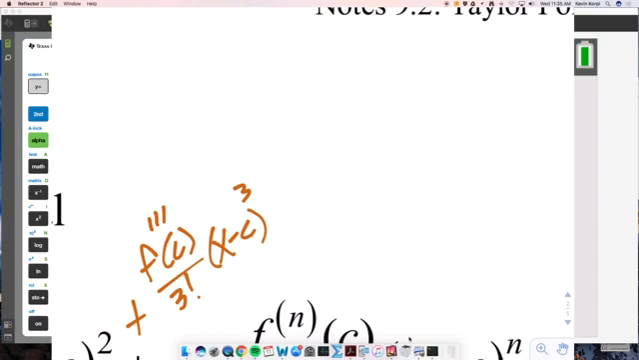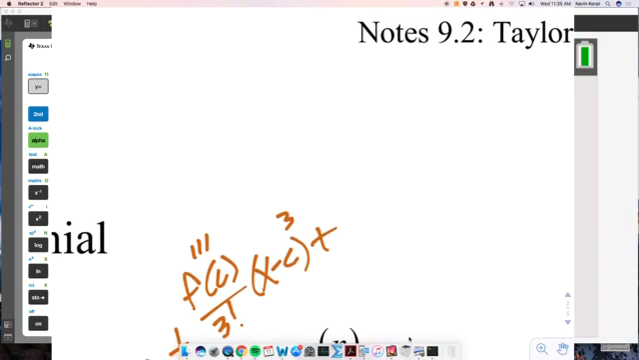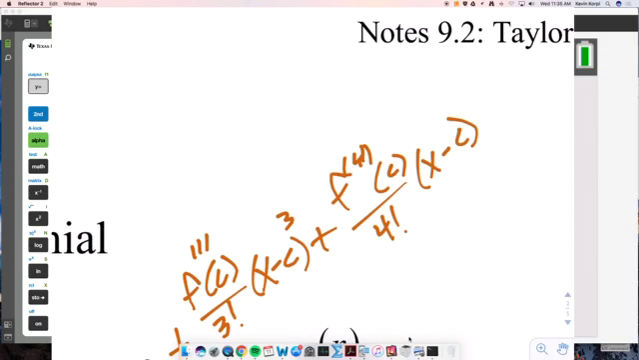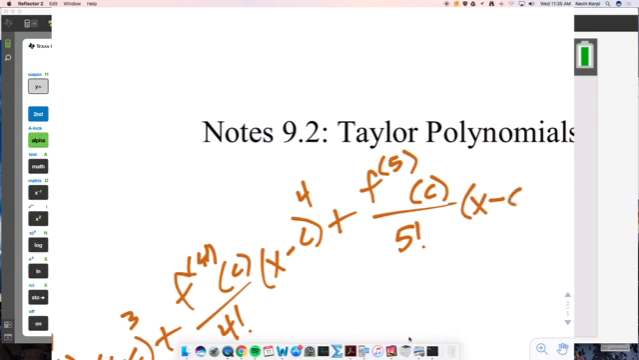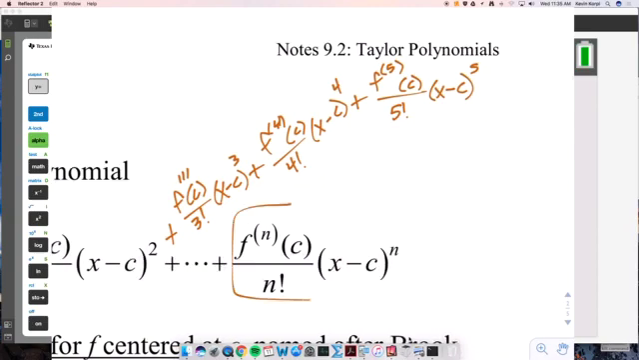Let's go a couple more just to reinforce it. The next term would be the fourth derivative at the center over 4 factorial times x minus the center to the fourth. And one more. The fifth derivative at the center over 5 factorial times x minus the center to the fifth. And now plus dot, dot, dot.